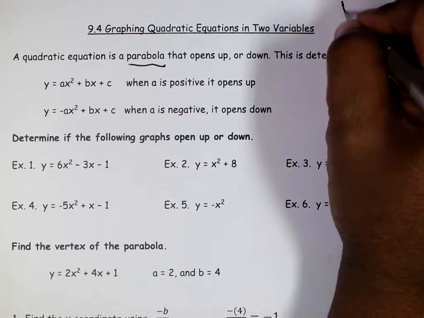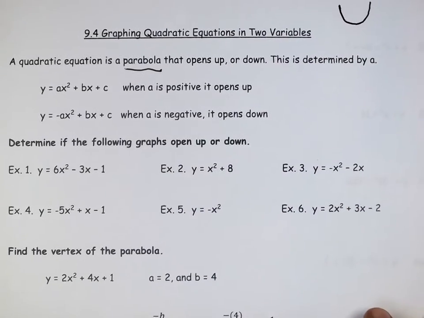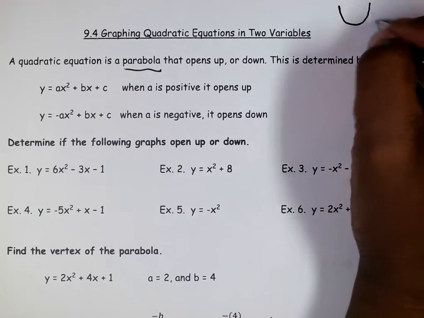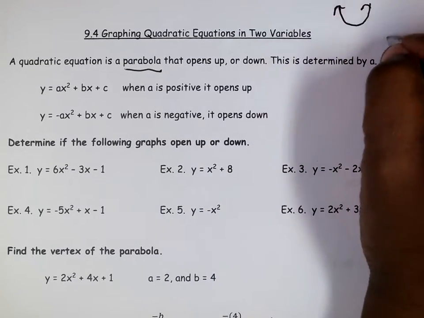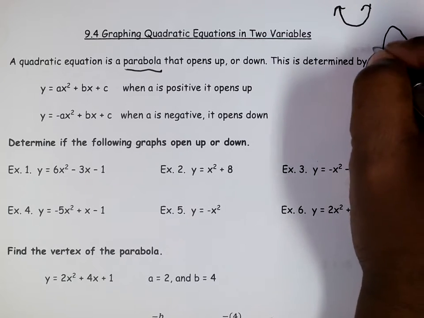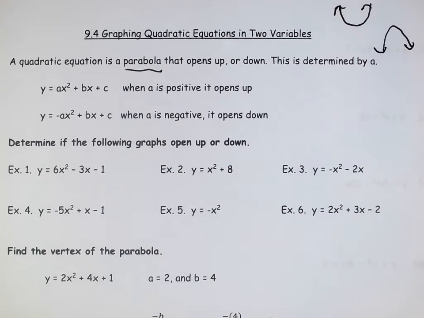And it can open up. So that's what a parabola would look like if it was opened up. Or it could open down. Now, parabolas can be skinnier or wider, but this is the basic shape of what they look like. So we're going to walk through a few different things. The first thing is, how do you determine whether it opens up or down?